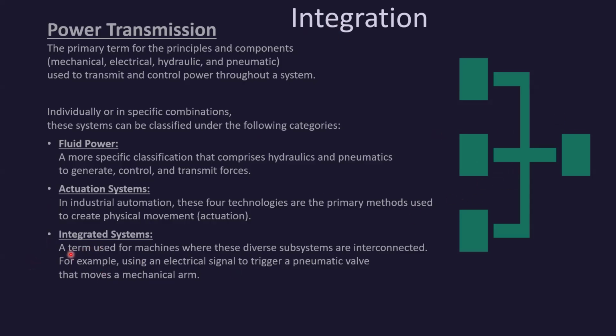All right, so integrated systems, a term used for machines where these diverse subsystems are interconnected. For example, using an electrical signal to trigger a pneumatic valve that moves a mechanical arm. In industry, usually you're going to have not just one type of machine that employs only one type of system. You're going to have integration of things, and that's what we're trying to get you ready with when you go and face the world. And what is the world? Your oyster.